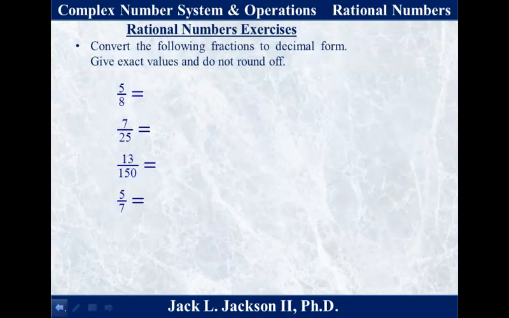Well, I'll just tell you the answers real quick, and I'll let you work out the details. 5/8 is 0.625. 7/25 is 0.28. Those are terminating decimals. 13 over 150 is 0.086 with the 6 repeating. So that's a repeating pattern. And 5/7 has a 7-digit repeating pattern, 0.714285. And then the entire pattern repeats again. 714285, 714285, 714285.